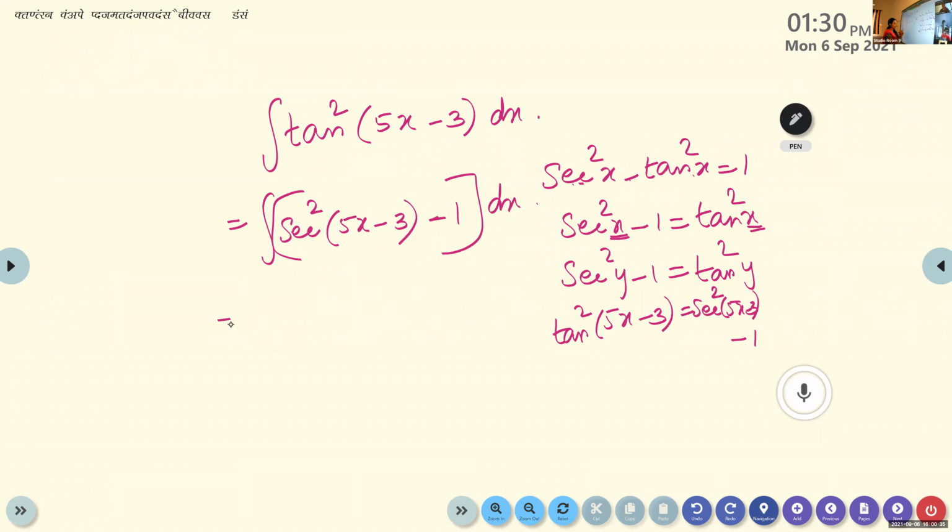So now, what is the integral of sec square x? Tan x. So what will be the integral of sec square 5x minus 3? It will be tan of 5x minus 3 by 5. Whenever we have some coefficient of x, that should be written in the denominator. Minus, what is the integral of 1? x, plus c. So the answer is tan of 5x minus 3 by 5, minus x, plus c.